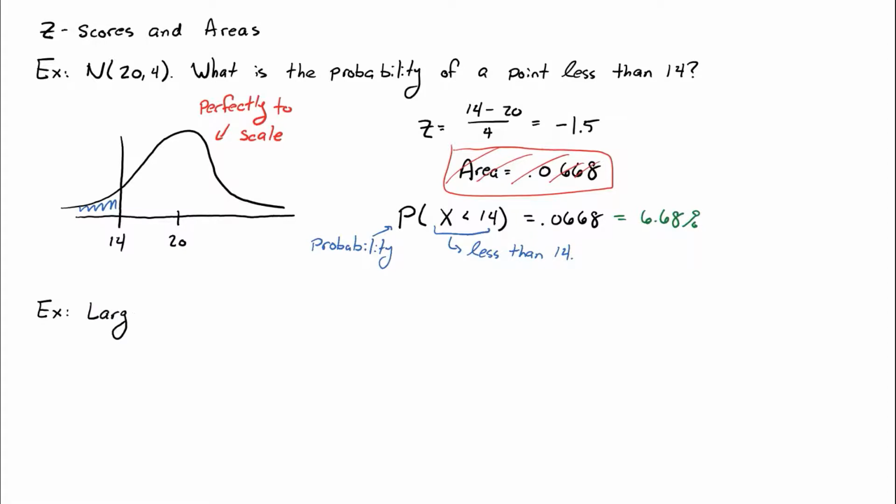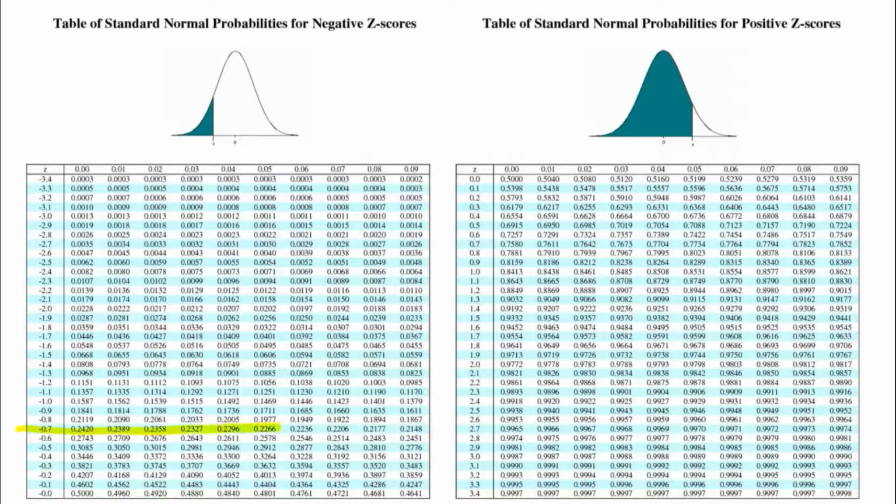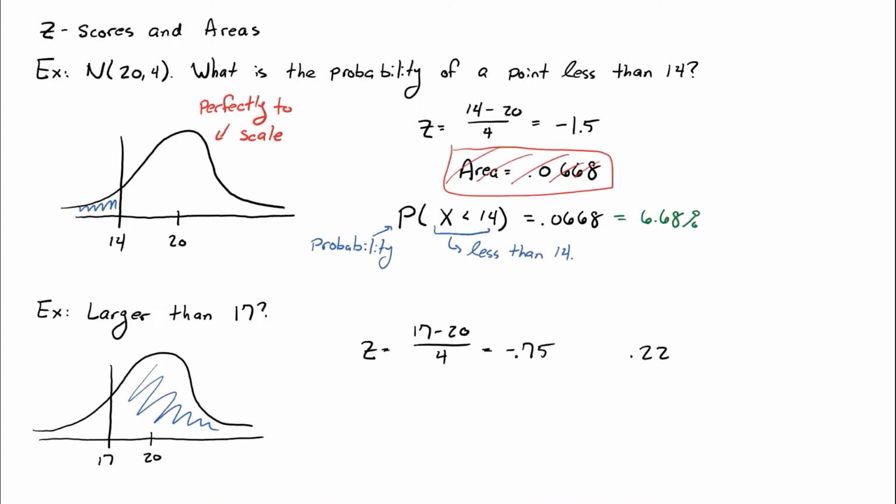Let's do this again for greater than 17. Draw a picture and shade. Compute the z-score, this time it's minus 0.75. Go to our table, highlight the z equals minus 0.7 row and the 0.05 column. Our area is 0.2266. But is it?